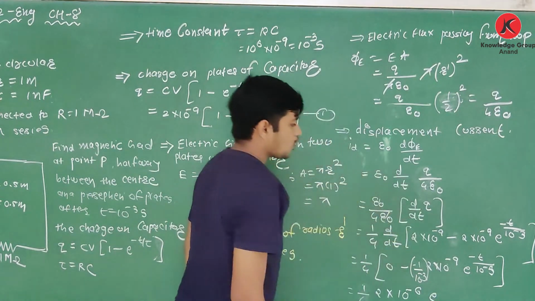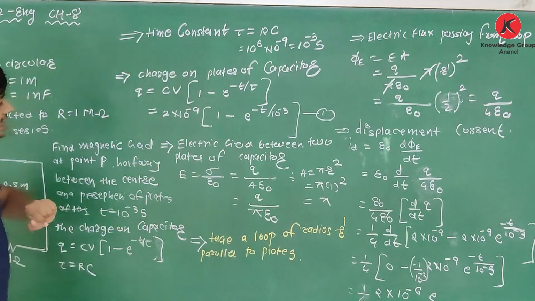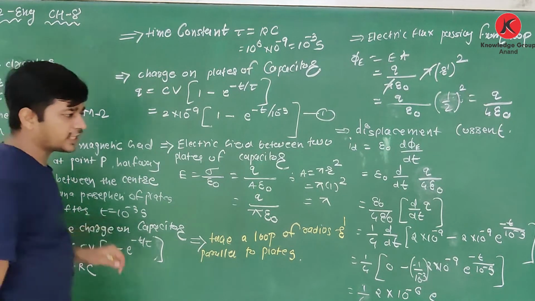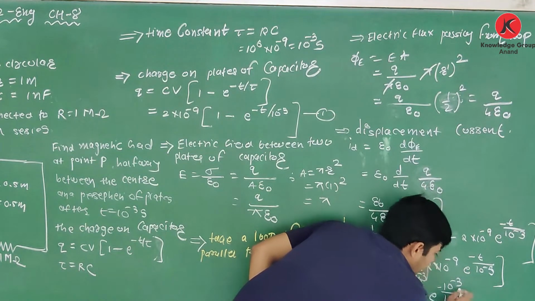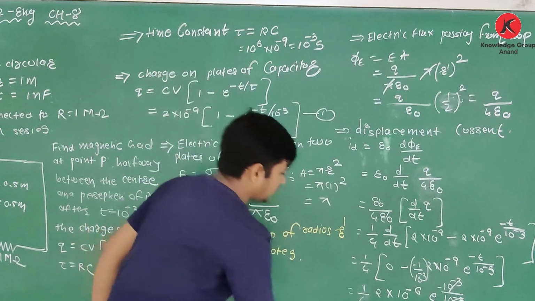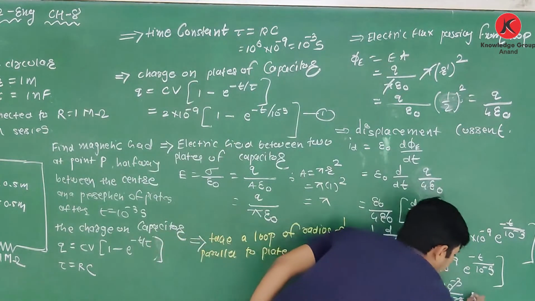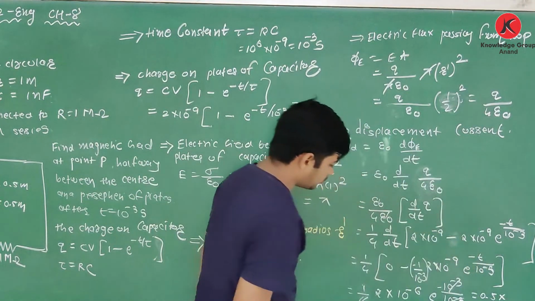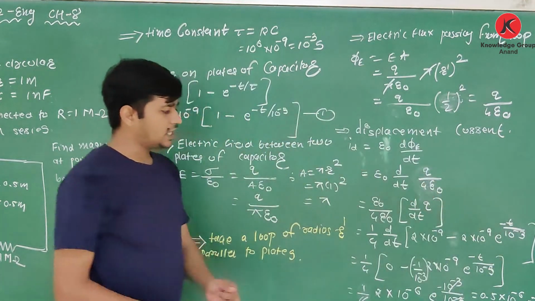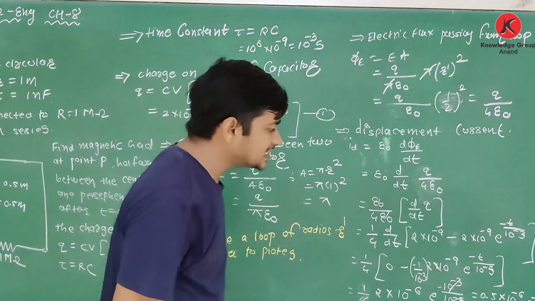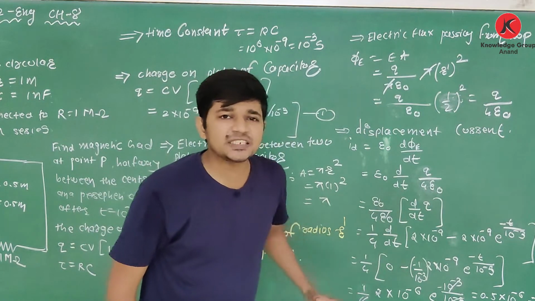E raised to what? What is the value of time? You have to find it at that time. T is equal to 10 raised to minus 3. So e raised to minus 10 raised to minus 3 divided by 10 raised to minus 3. So this cancels, simple. It is 2 here. And 1 by 2 means it is 0.5. So it is equal to 0.5 into 10 raised to minus 6 into e raised to minus 1. It is the displacement current.